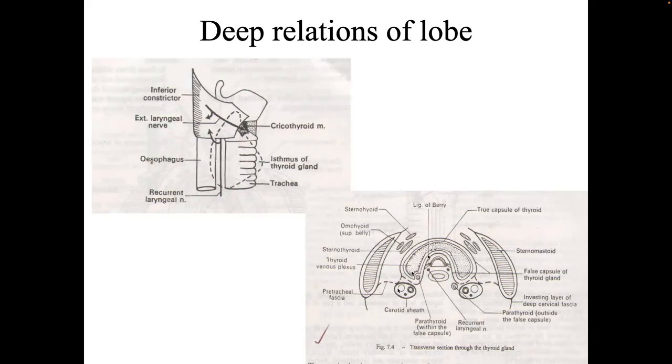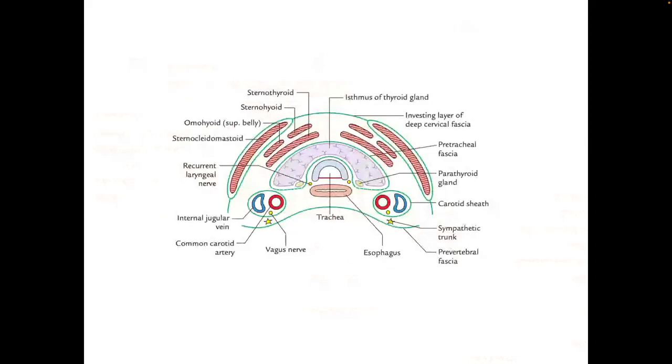Okay, so what we saw, deep relation, trachea, esophagus, posterolaterally carotid sheath. Also medially it is related to the two muscles, inferior constrictor, cricothyroid, and two nerves, external laryngeal and the recurrent laryngeal nerves. Here you cannot see the other relation. Here you can see only these two relations, two tubes and the sheath. Okay.